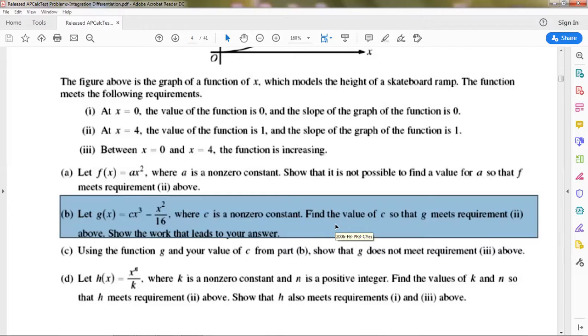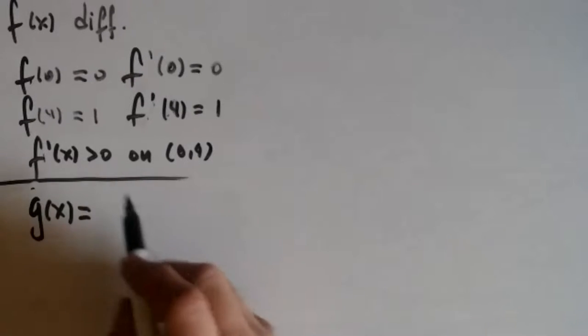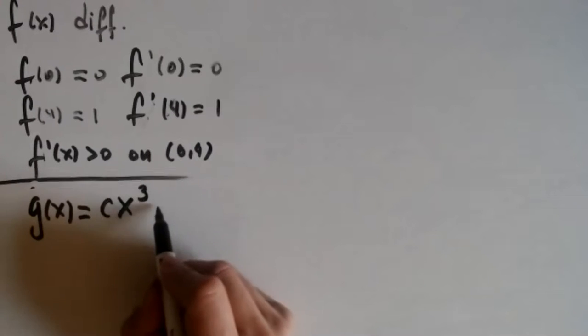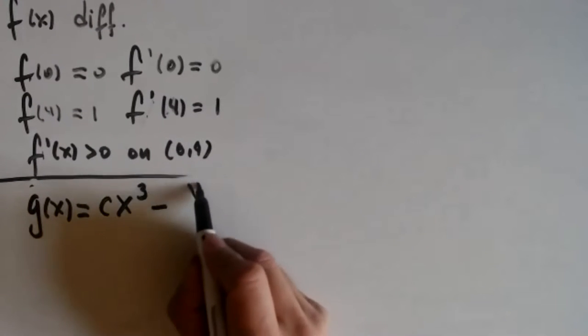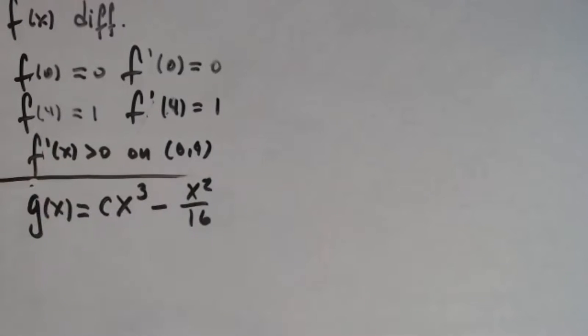So you have again your function. g of x is c x cubed minus x squared over 16, right? So that's the new function, okay?